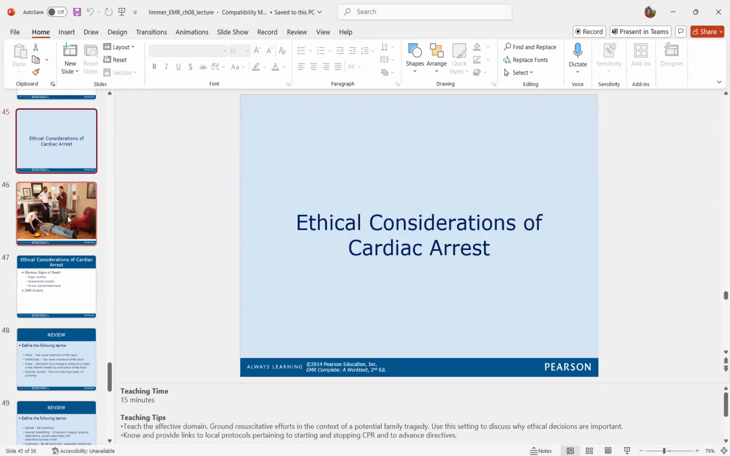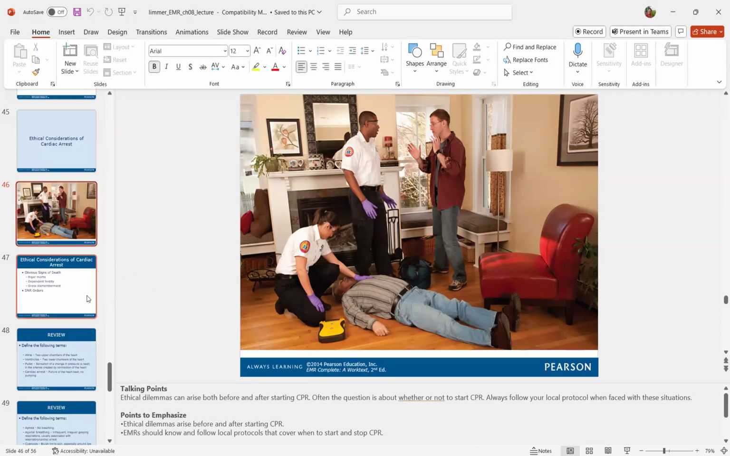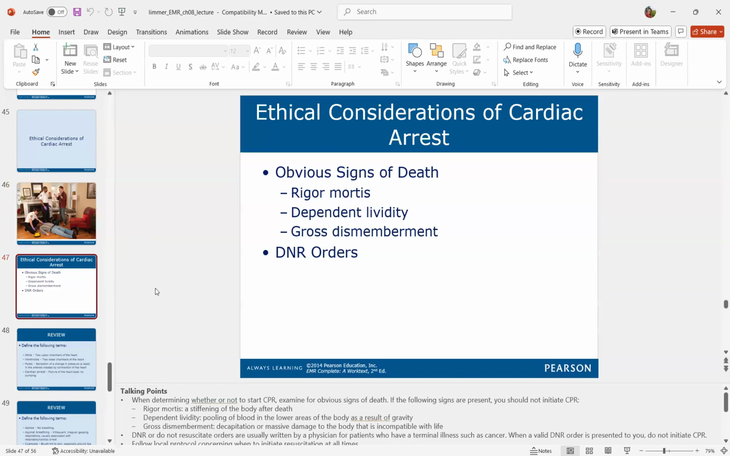Ethical considerations of cardiac arrest. Some dilemmas can arise both before and starting CPR. Often the question is about whether or not to start CPR. Do we start it? Do we not? There are some protocols that we can follow with this. Some obvious signs of death.